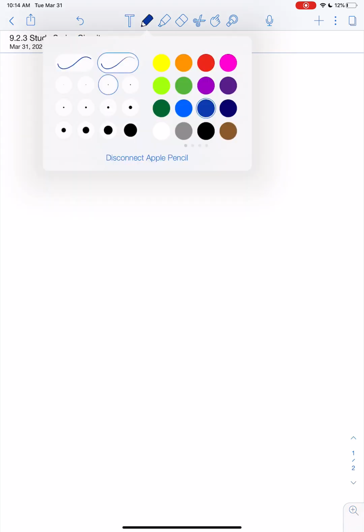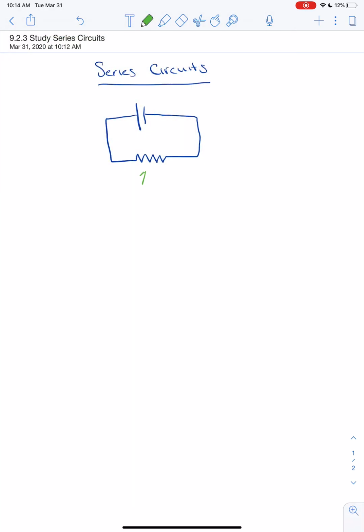Okay, so the first thing we need to know is how to draw a circuit and represent it. So this here is the symbolic representation of a circuit, and this zigzag line here represents a resistor, and a resistor could be anything. It could be a light bulb, it could be a refrigerator, it could be a toaster. It's just something that's resisting the current. And at the top we have our battery.